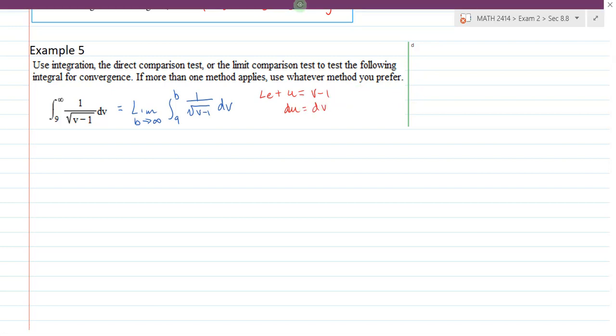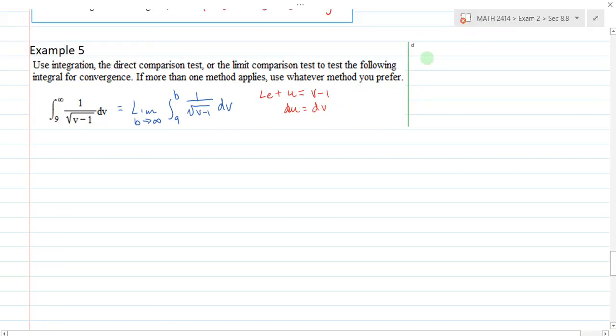dv. When we change our variable of integration, what else do we also have to change? We're going to change the bounds. So for our lower bound, we're going to look at u equals 9 minus 1, and 9 minus 1 is 8. So our new lower bound is going to be 8. Our new upper bound is going to be the limit as b approaches infinity of u equals b minus 1. Well, as b goes to infinity, this becomes infinity minus 1. And what do you get when you take away 1 from infinity?